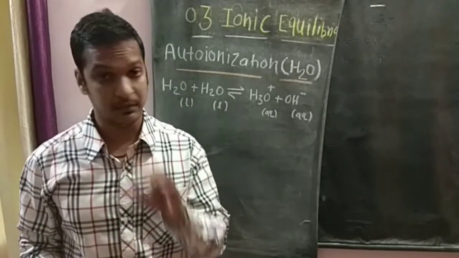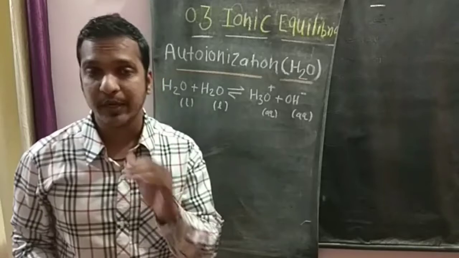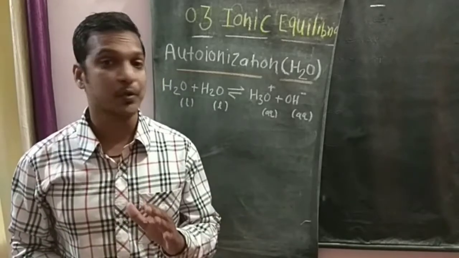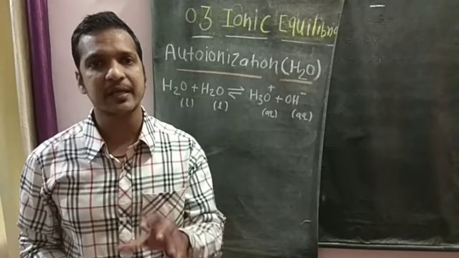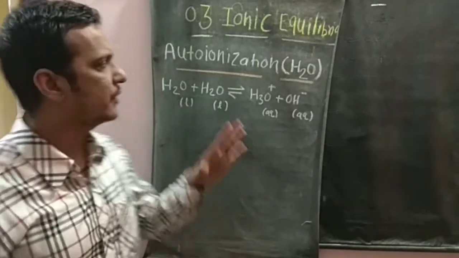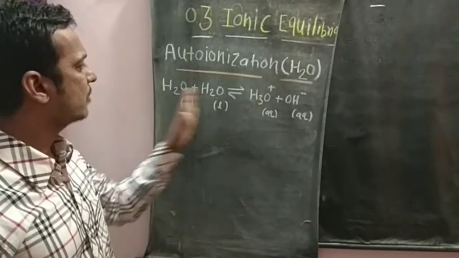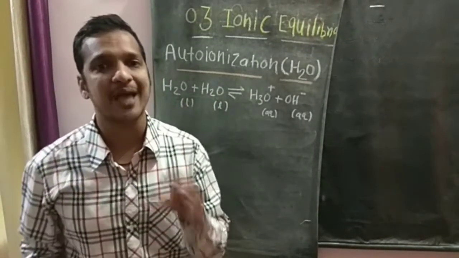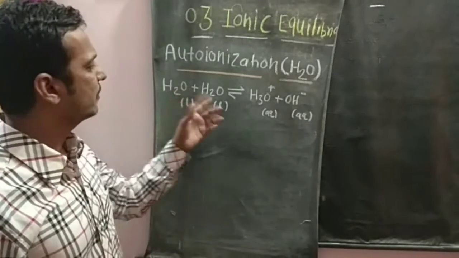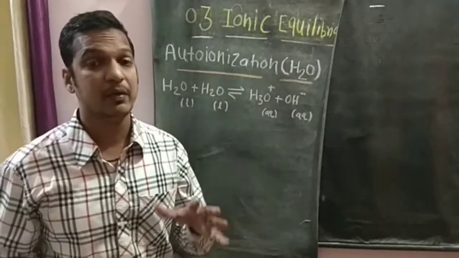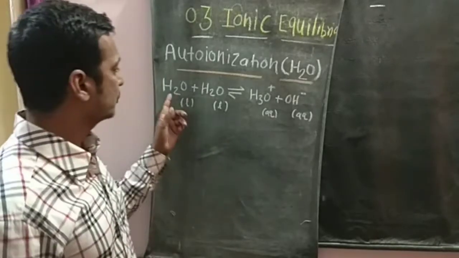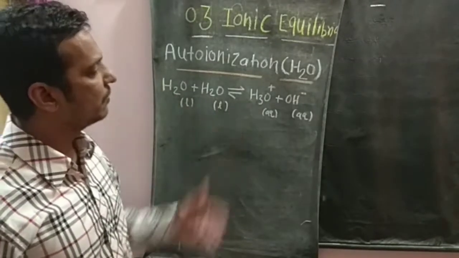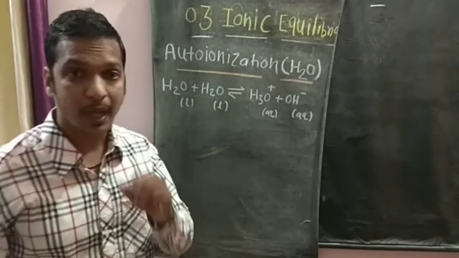Now my present point is autoionization of water. What is autoionization? Autoionization means the water molecule itself gets ionized, which means one water molecule reacts with another water molecule. That we call self-ionization or autoionization of water. So two water molecules combine together to form H3O plus plus OH minus.